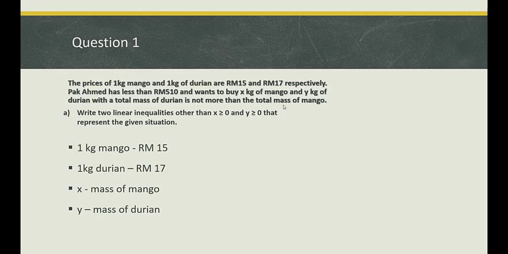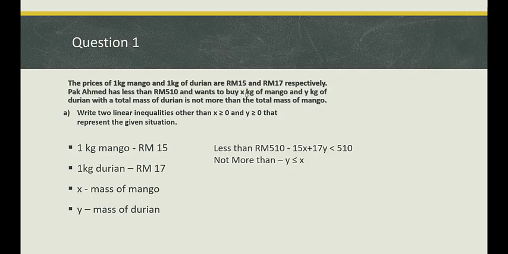So in this case, we're going to state our inequality in this form. As Pak Ahmed has less than 510 ringgit, we're going to write the inequality as 15 times x, where x is the mass in kg.